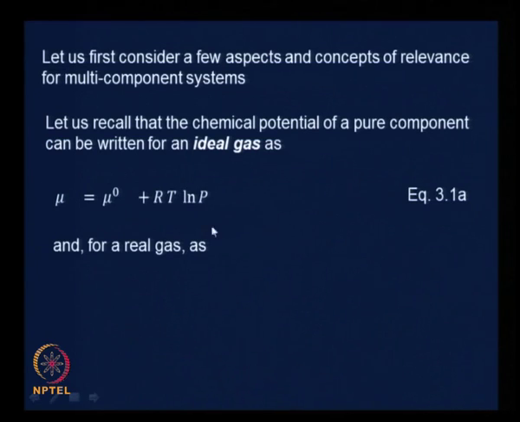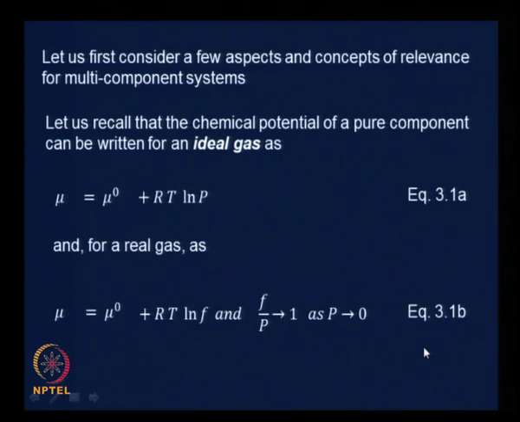And then for the real gas, in the expression for the real gas, you replace the pressure. Mu equals mu naught plus RT ln P, where mu naught is a function of temperature alone. This was for an ideal gas, and when you write it for the real gas, it becomes mu equals mu naught plus RT ln F, where F by P tends to 1 as P tends to 0.